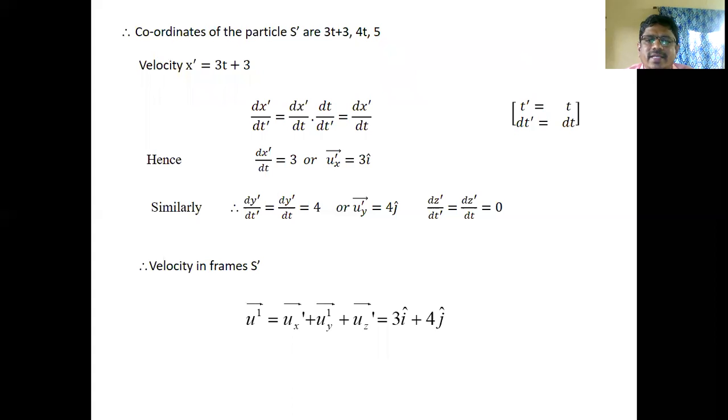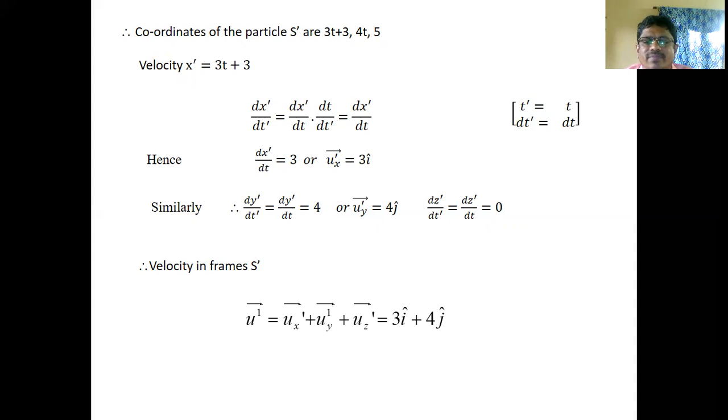So x dash is equal to 3t plus 3. dx dash by dt dash is equal to dx dash by dt into dt by dt dash. Finally, dx dash by dt. Hence, dx dash by dt is equal to 3, or ux dash bar is equal to 3i. That is the velocity along the x-axis, equal to 3i.